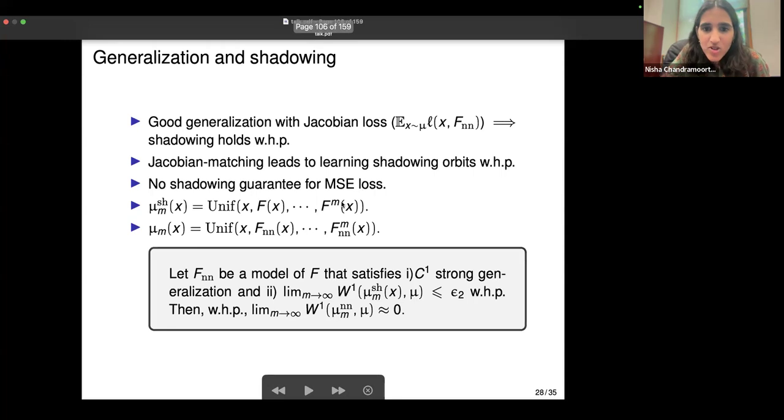Okay. So informally, this says that if you train a model that satisfies C1 strong generalization, that means you generalize well with the Jacobian loss, and additionally, there is an assumption which may or may not hold in practice, that the shadowing orbit distributes according to mu with high probability, then you can show that the Wasserstein distance between the learned measure, the empirical measure generated by an orbit of the neural network, and the physical measure is small.